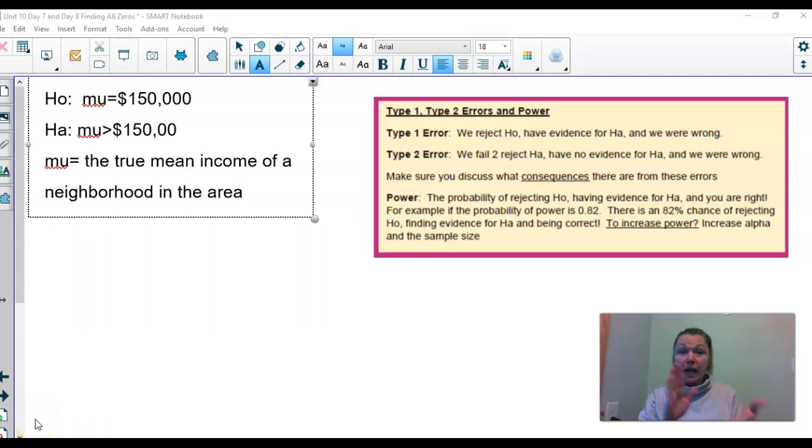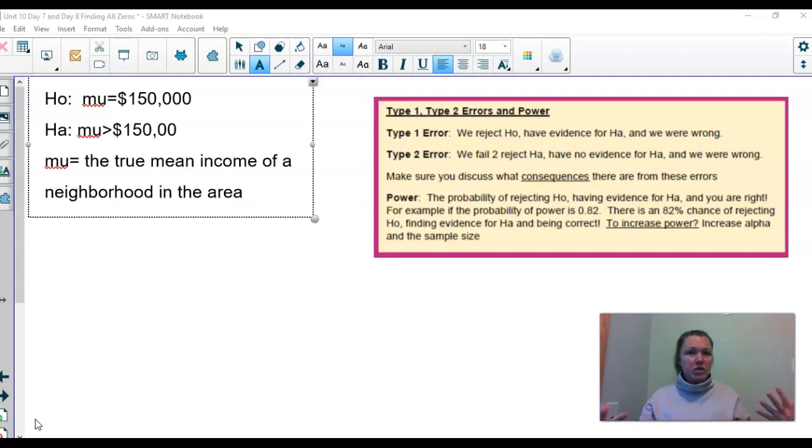Hi guys, today we're going to talk about type 1 and type 2 errors, and I'm going to talk about this through the use of a story again. I want you to imagine that you are a business owner and you're wanting to open a high-end restaurant in a neighborhood. But in order to open a high-end restaurant, you need to make sure that the neighborhood has pretty good salaries, because you need families or people in the area that are willing to spend money on an expensive meal.